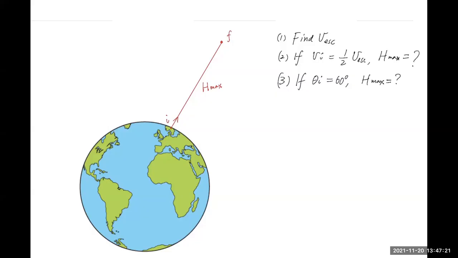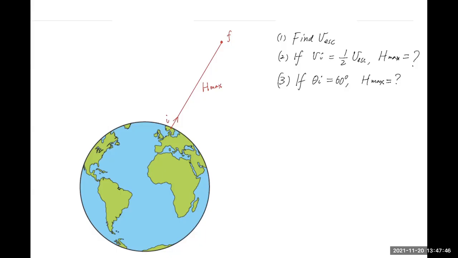So let's take a look at this problem in universal gravitation. Suppose I have an object which is launched directly upwards, vertically upwards from the surface of the Earth with a certain initial speed. I want to know how high this object can reach before it comes to a stop and comes back down.